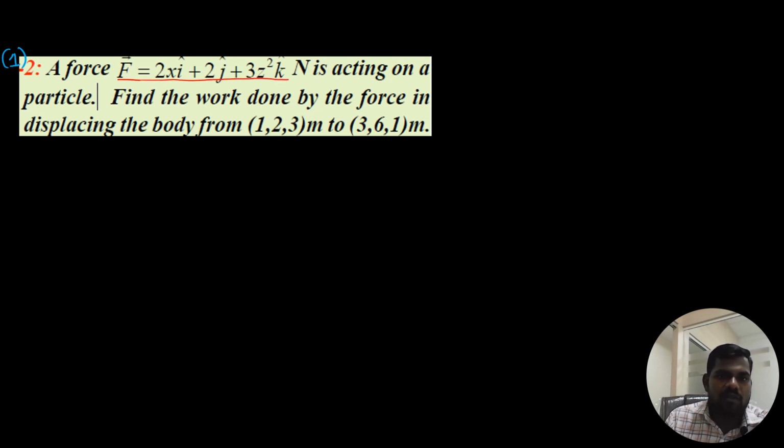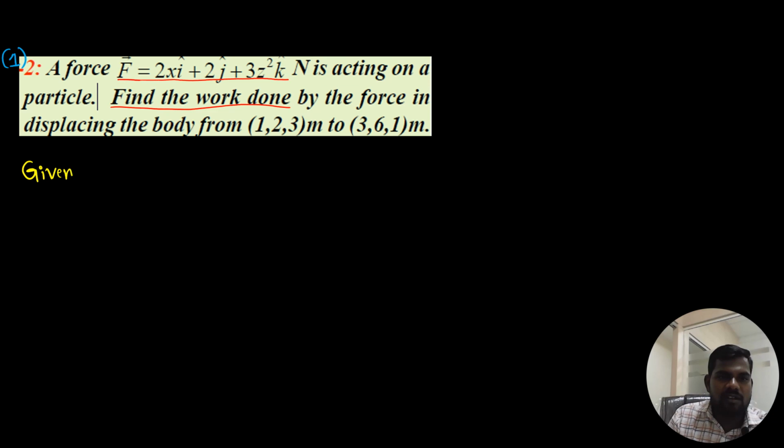So find the work done, means we need to find out the work done by the force in displacing the body from points given 1, 2, 3 meter to 3, 6, 1 meter. So this is the given data in the problem. In this problem, first I will take what is the given data.